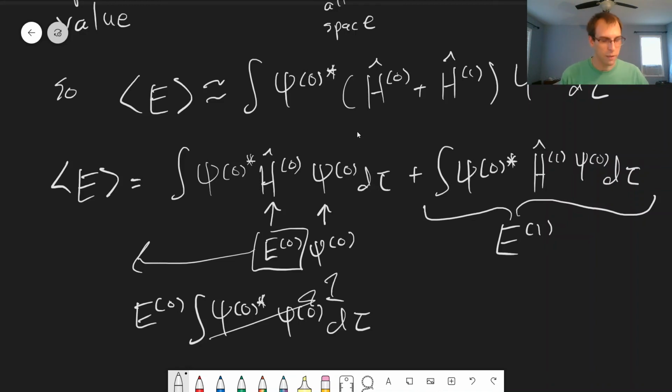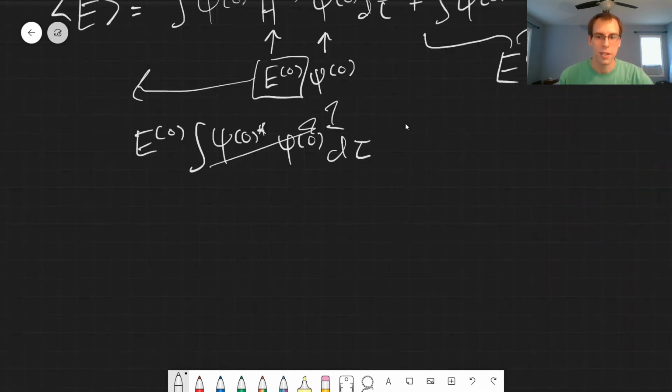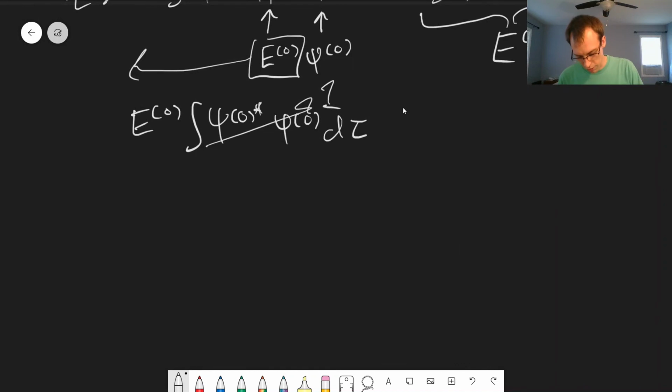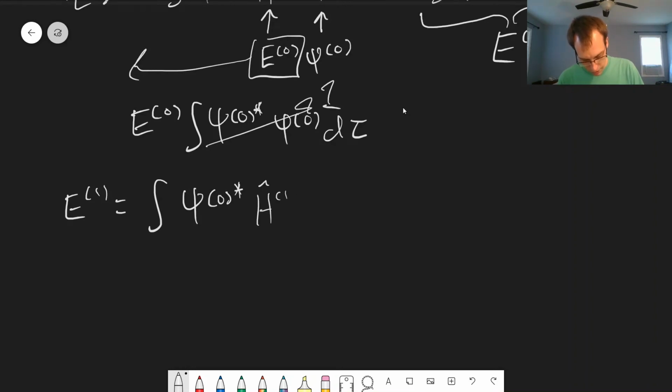Okay, so the final result, what we need to know, is that the first order energy correction is equal to this integral of our zero order wave function, basically the expectation value of that with the perturbation. All right, in the next video we'll look at the corrections to the wave function.